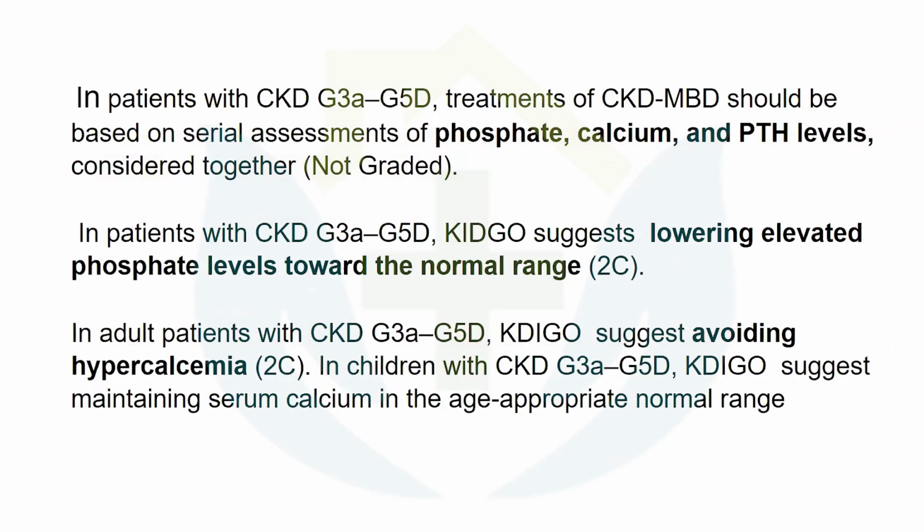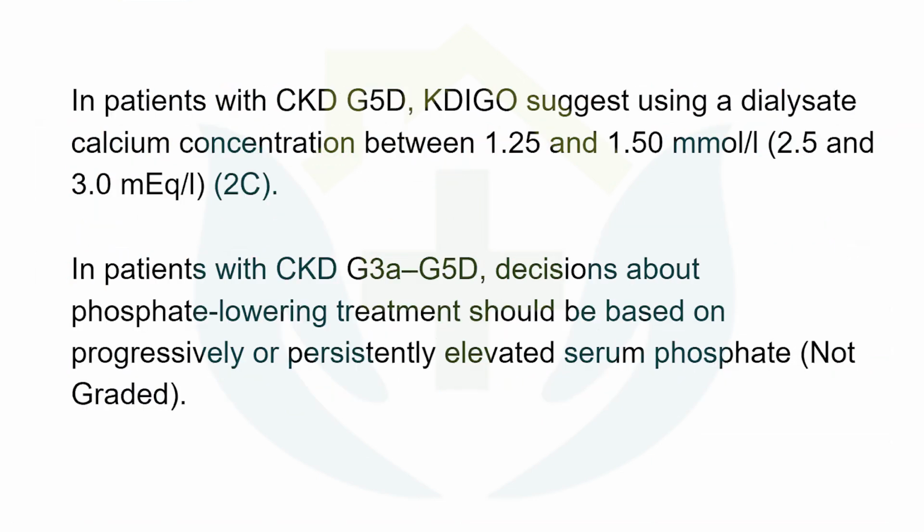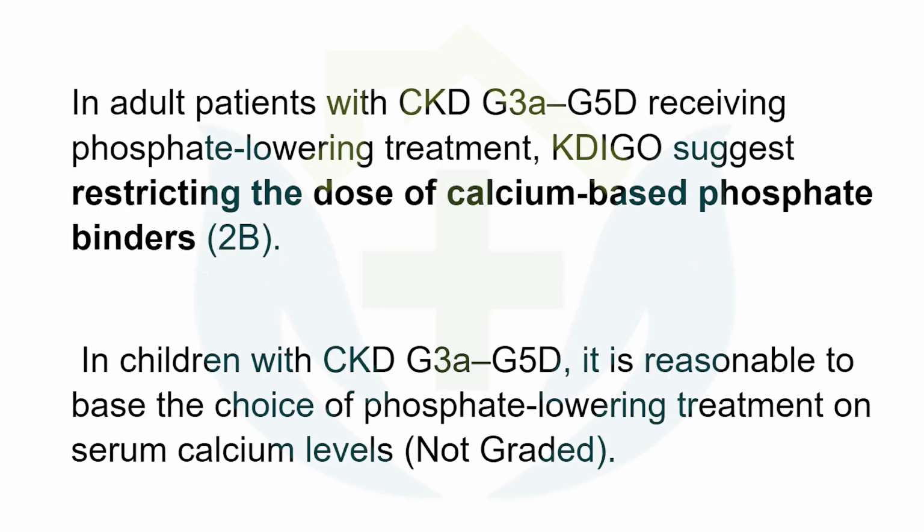So, as already discussed, the treatment of CKD-MBD should always be based on serial assessments of calcium, phosphate and PTH levels. Our target is to lower the elevated phosphate levels towards the normal range and avoiding hypercalcemia. In dialysis patients, we should be careful about the dialysate calcium concentration. And when we use calcium containing phosphate binders for long term, make sure that the dose of calcium is within the allowable limits, and calcium should be serially monitored.